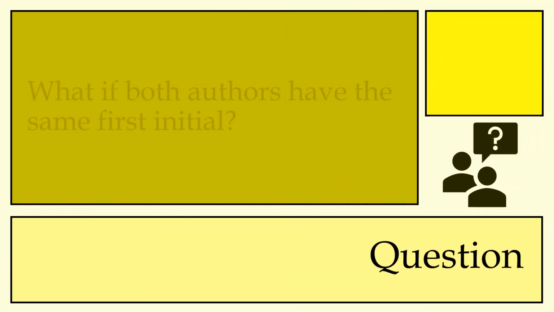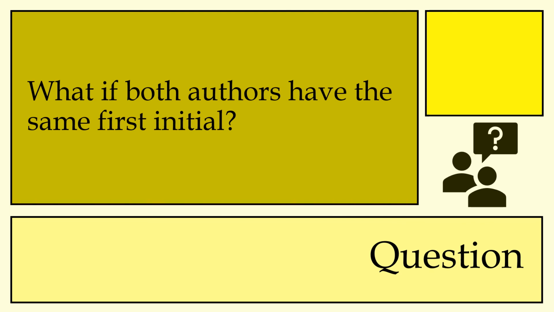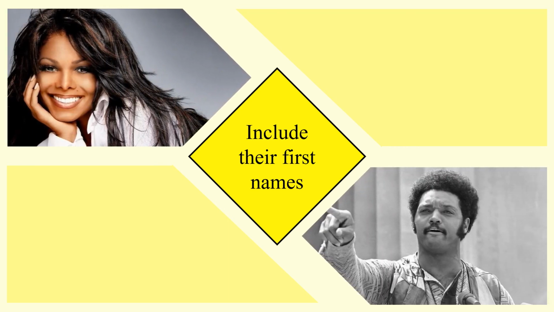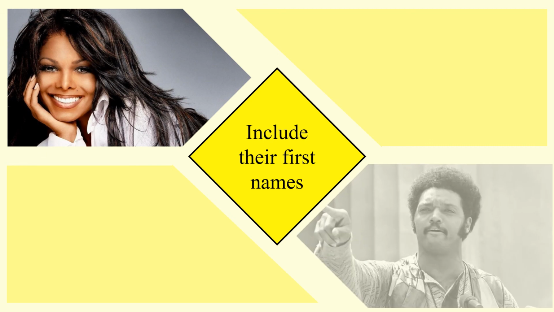Question: what if both authors have the same first initial? To differentiate between authors who share the same surname and who share the same first initial for their given name, we're simply going to include their full given name or full first name. Let's say, for example, that we are comparing and contrasting the thoughts put forward by pop star Janet Jackson with those put forward by civil rights icon Jesse Jackson.